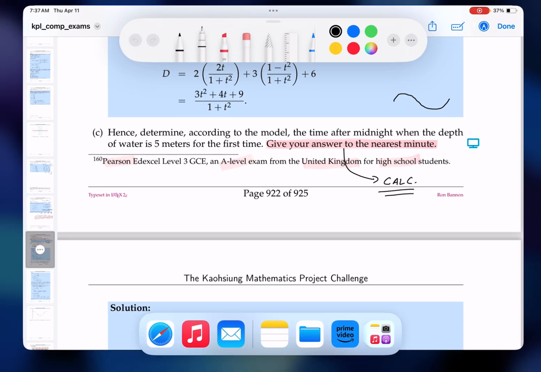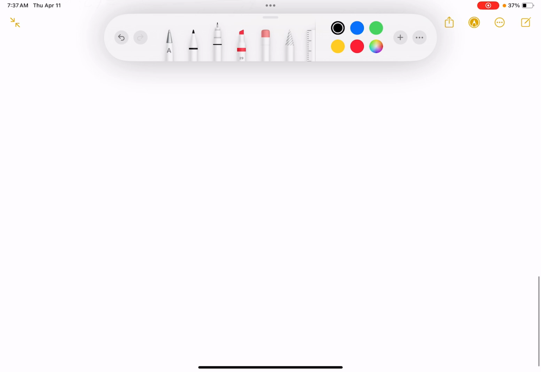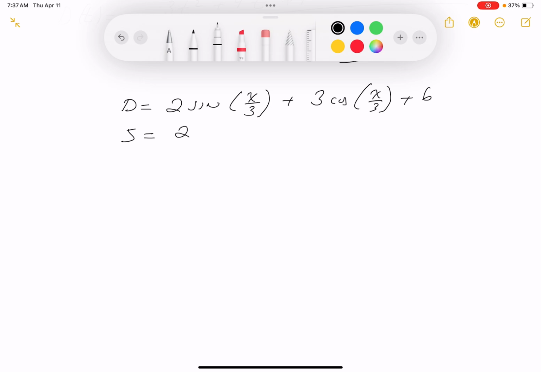So what I'm going to do is go to the whiteboard and write down what they want. And again, someone says, what did you just do? I found a simpler equation. I want to point out D was equal to 2 sine x over 3 plus 3 cosine x over 3 plus 6. And they want to know when D is 5 for the first time. Now, I'm not saying this is a bad equation to use. You could do that. I'm not saying you can't. And you could figure out x if we want to do that. But I just did C, by the way. So what I want to do is put down C.